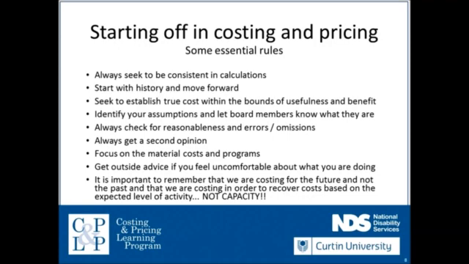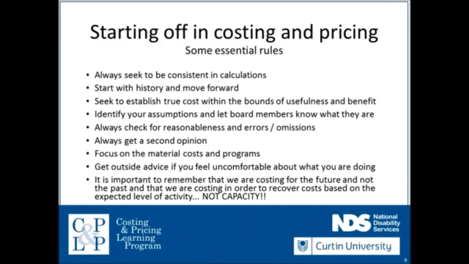You can always get a second opinion, and always focus on the material costs and programs. So like the cost-benefit rule that we talked about a little while ago, it's important to really look at costing only those material costs and programs and not get stuck in the quagmire of costing and pricing to the minutiae that doesn't really help you in terms of strategic capacity going forward. You need to get outside advice if you feel uncomfortable. It's a completely normal and appropriate process for boards and for executives to take as they enter this process.